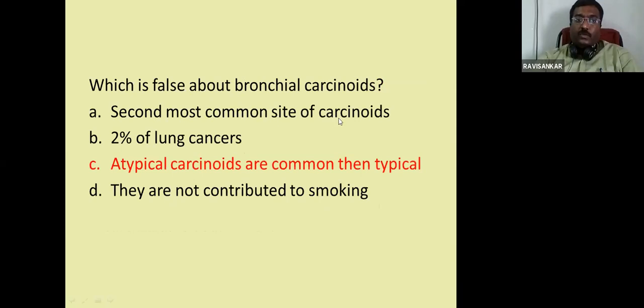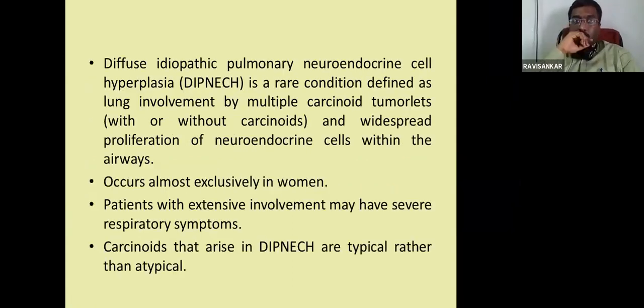So it is the second most common site of carcinoids, 2% of the lung cancers. Atypical carcinoids are not common. Typical carcinoids are common. They are not attributed to smoking. There is also a rare condition known as DIPNECH, where you have multiple small carcinoid tumors in the wall of the lung.